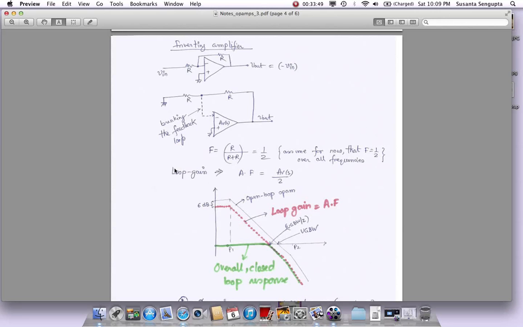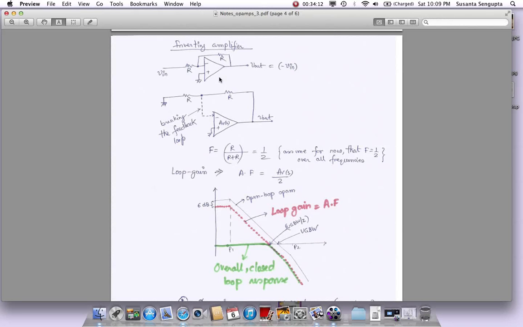So what is the loop gain then? The loop gain, which is A times F, with F being half, basically becomes half. Whatever the open loop characteristic for the op-amp was, now it has become half. That loop gain in the feedback loop determines how this is going to settle. Is it stable, unstable, whatever it is, right?